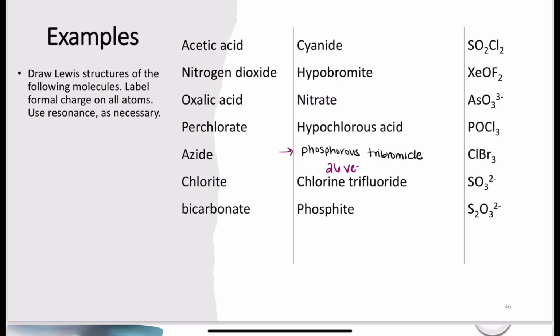What about chlorine trifluoride? This is telling me I have 1 chlorine. Trifluoride, tri means 3, so ClF3. Chlorine, 7 valence electrons. 3 fluorines, 3 times 7 valence electrons. So 7 times 4, 28 valence electrons.